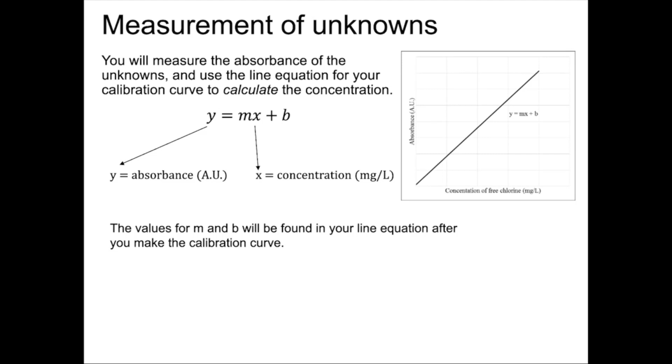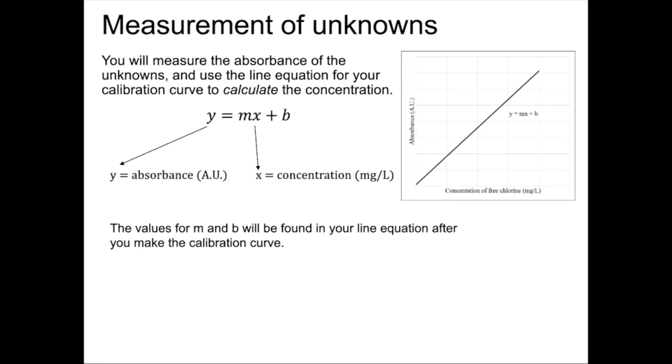So what we can do is use the line equation from the calibration curve. We are going to determine the values for m and b. Remember that m is the slope of your equation, and b is the y-intercept, so where the line crosses the y-axis, or where x equals 0. What is the coordinate for y at that point? Then we have two variables left, right?